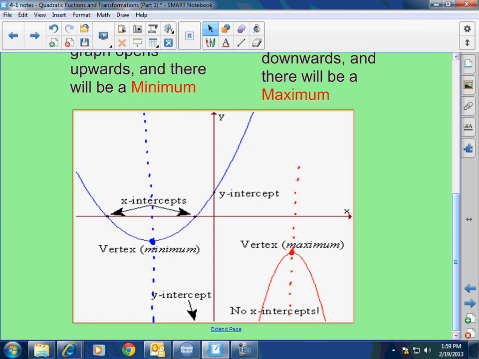So far all we know is that when you're looking at a function ax squared plus bx plus c, you're looking at a parabola. It's a U-shaped graph. If a is positive, it's going to be pointing upwards, and the vertex will be a minimum value. If it is negative, it's going to be pointing downwards, and the vertex will be a maximum value. Does that make sense so far with everybody?